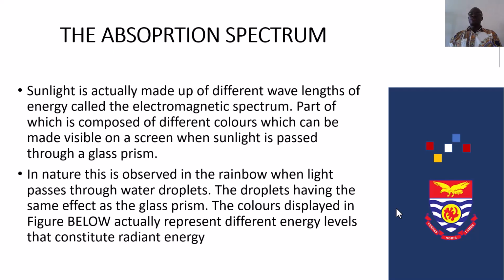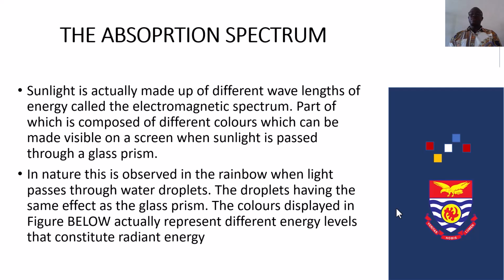The absorption spectrum. Sunlight is actually made up of different wavelengths of energy called the electromagnetic spectrum, part of which is composed of different colors which can be made visible on a screen when sunlight is passed through a glass prism.